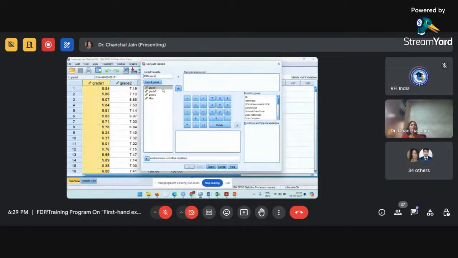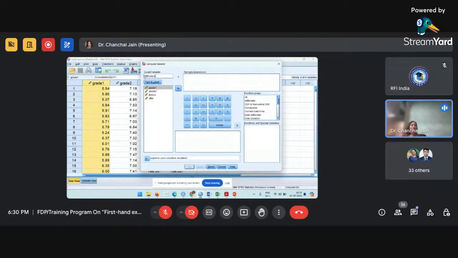Sorry, can you repeat? How did you get this compute variable tab? Ma'am, from the Transform tab. Go to the Transform tab, and the first option you will get is Compute Variable. Got it, thank you. So after this, you need to define your target variable. Target variable means this will be the new variable generated by SPSS for you, right?